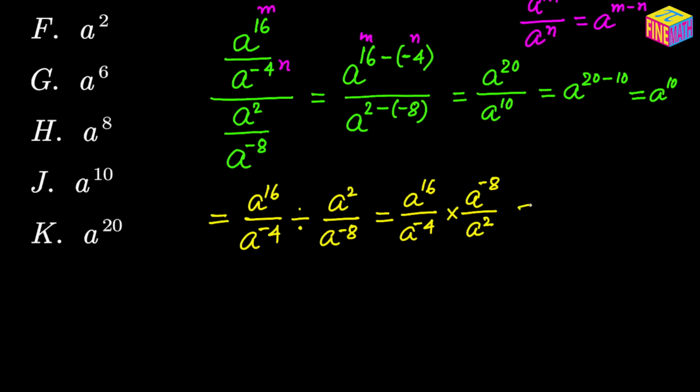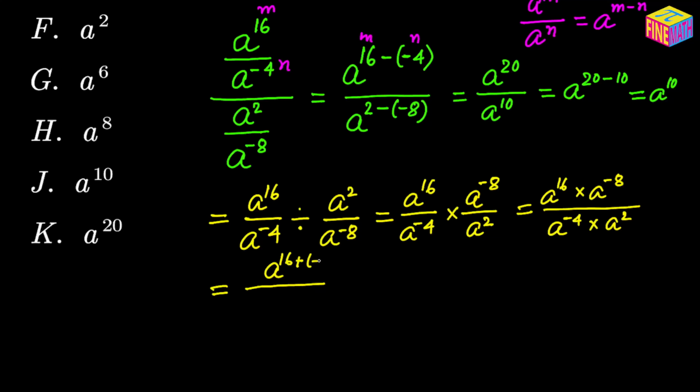And now if you combine all of them, in the numerator we have a to the power 16 times a to the power negative 8, divided by a to the power negative 4 times a to the power 2, which is a squared, right? So from here we can say the numerator would be a to the power 16 plus negative 8, and in the denominator this must be a to the power negative 4 plus 2. Now what is the property of exponent we are using here? Well, here we are using the property which says that a to the power m times a to the power n is actually a to the power m plus n. This is the property of exponent that I am using here.